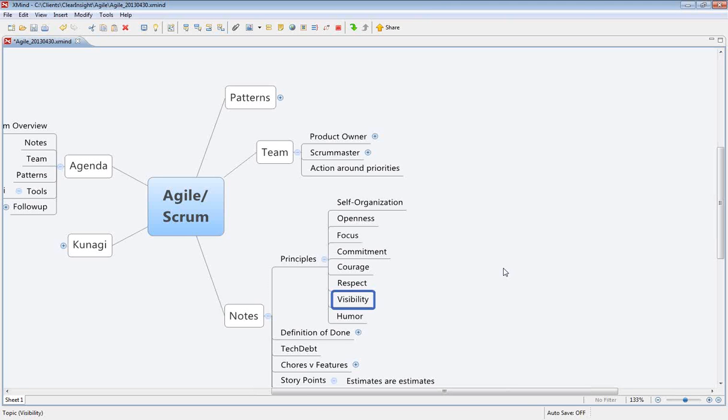So by providing this visibility and transparency, no one needs to worry about, is one person doing this thing, or maybe they're not doing it. We all know exactly what's going on. And humor. I think it's awesome that humor is a principle of Agile, but it actually is a principle in there that we all want to have fun when we're working. So we don't need to be all serious all the time.